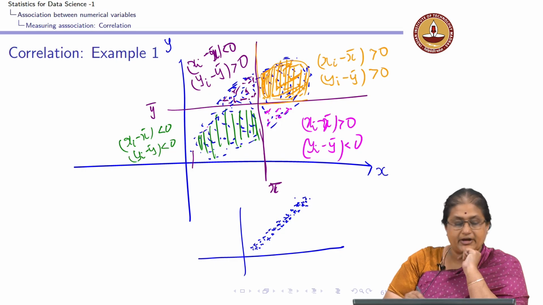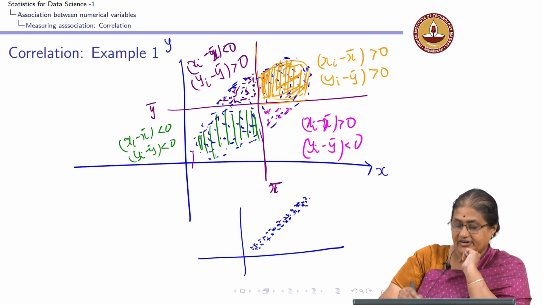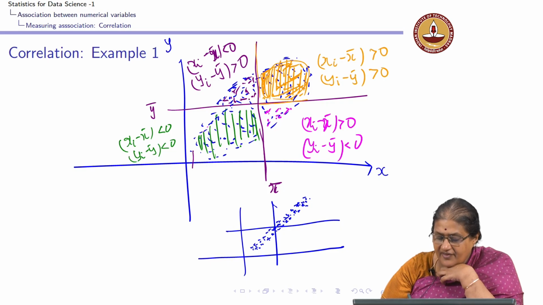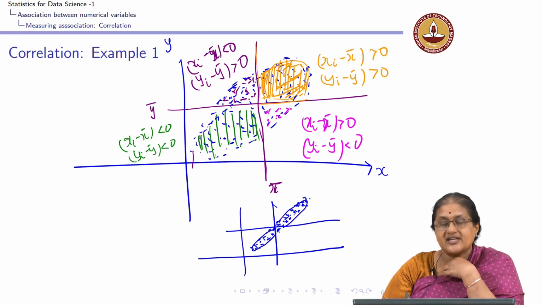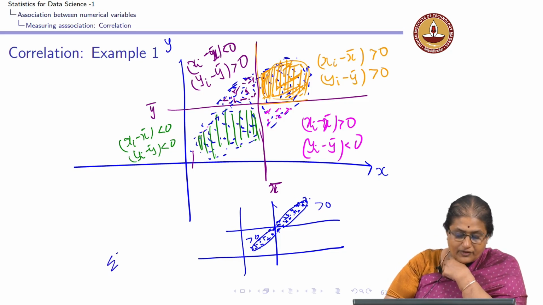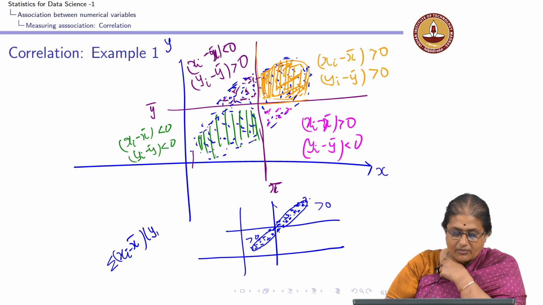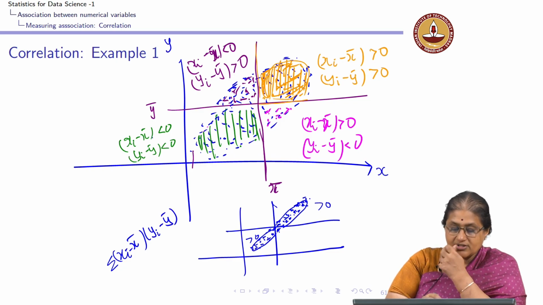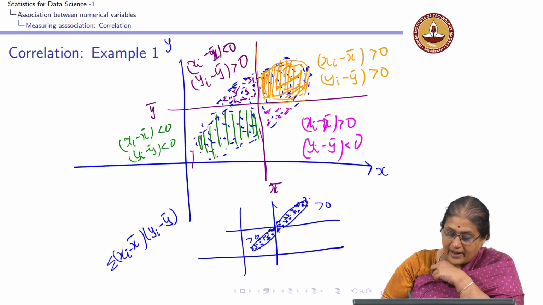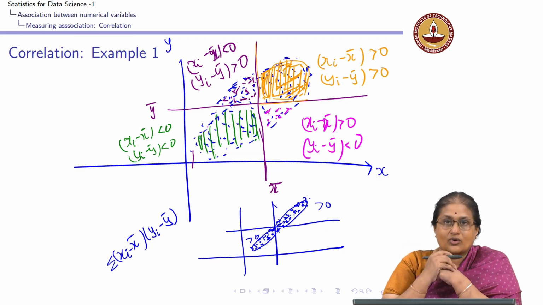For this same data, if I continue with the exercise I have done before, this is my x bar, this is my y bar. You can see that I have very few points here, but the majority of the points lie in this area and in this area. The product of the deviations is greater than 0 in this quadrant, and again greater than 0 in this quadrant. Hence, the sum of the products of deviations, xi minus x bar times yi minus y bar, is going to be greater than 0. Hence, this type of pattern will always result in a positive covariance.